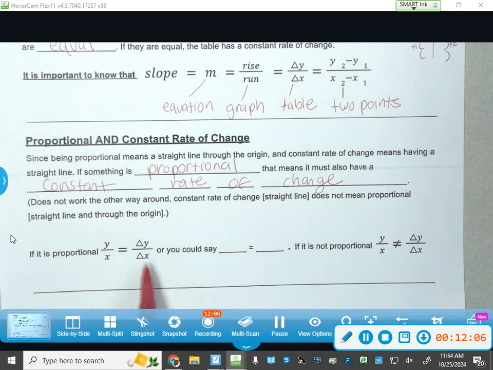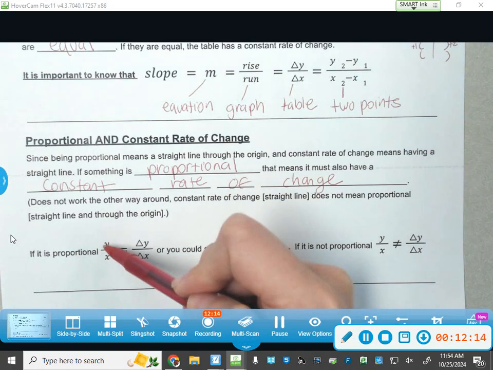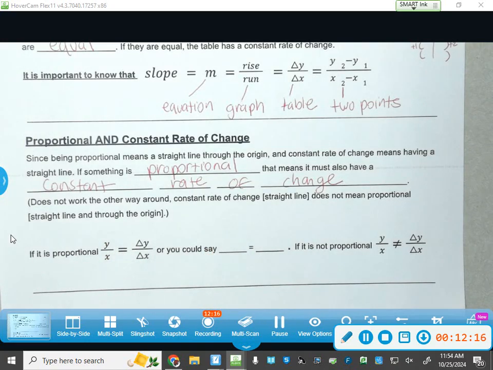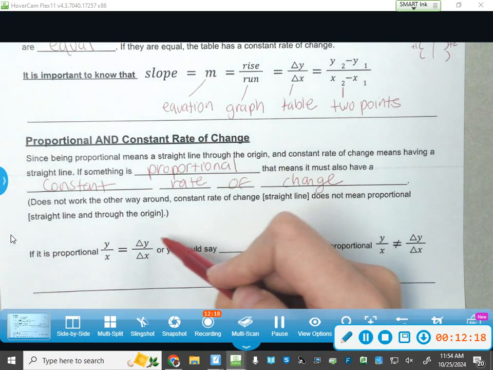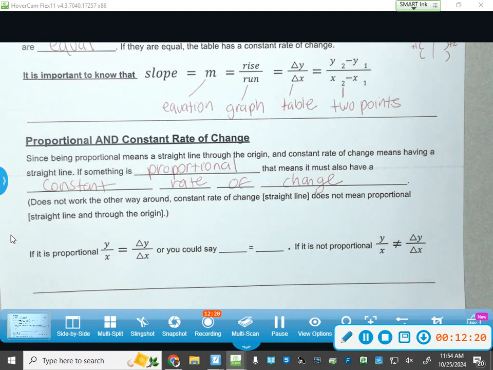is equal to change in y over change in x. And that was on our blue paper to begin with. If you look back at that at some point, you will see our first example. When we did y divided by x, it was 3 each time. Then when we did change in y over change in x, it was 3 each time. The reason that worked was because it's proportional. That only happens if it's proportional. If it's not proportional, they will not be equal.